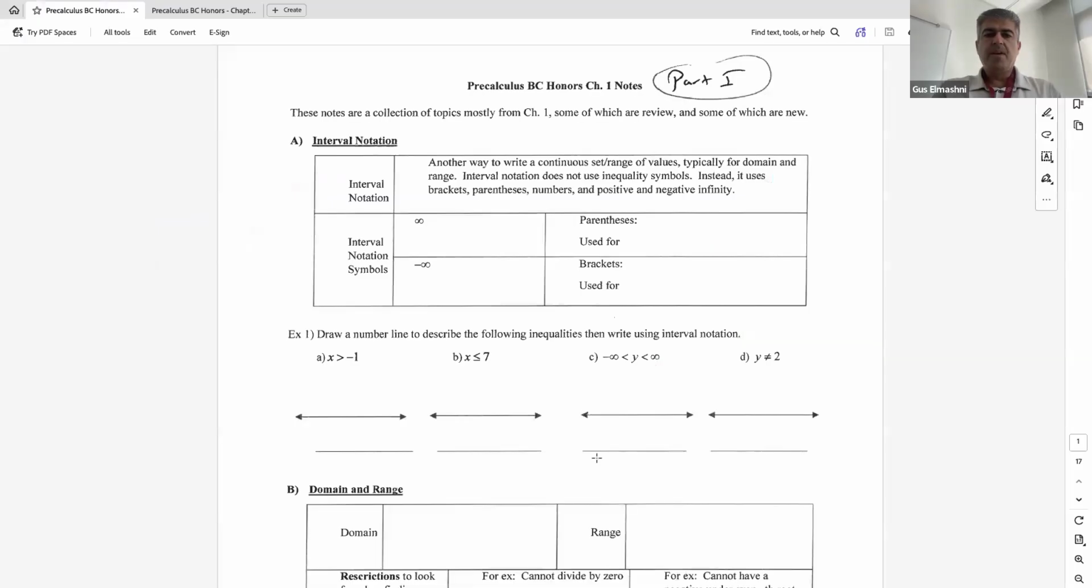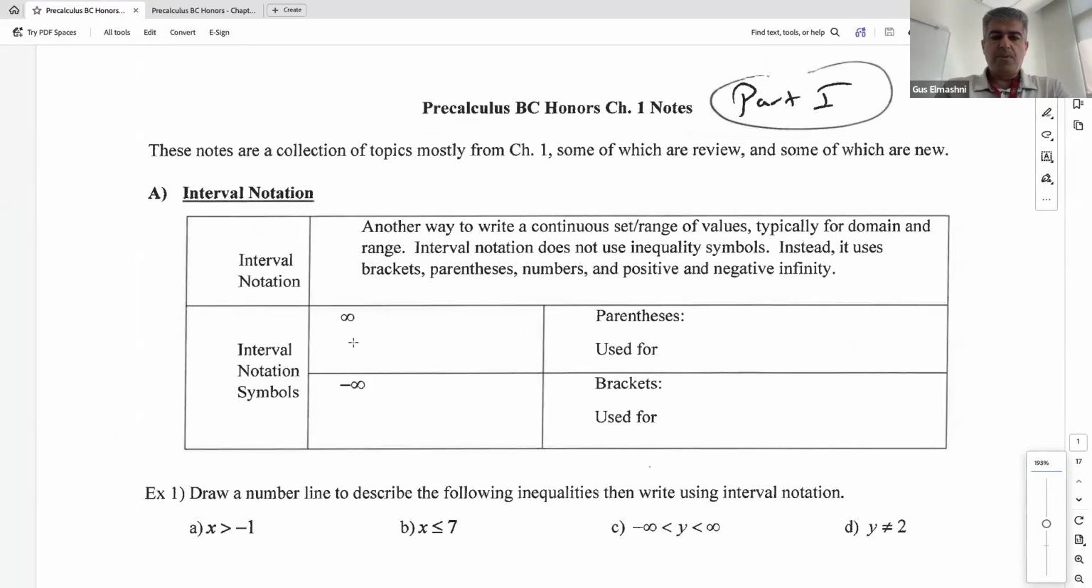Okay, cool. Okay, are you guys familiar with interval notation? Okay, so it should be a review. So for infinity, we would use parentheses, right? Well, I'll get my tools here.